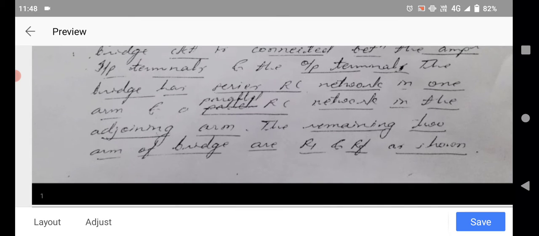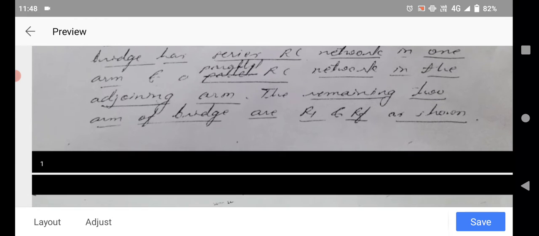The bridge has a series RC network in one arm and a parallel RC network in the adjoining arm. Series means the resistor and capacitor are connected in series. This is the series RC network, and the second network is the parallel network, where the resistor and capacitor are connected in parallel. This circuit is called a parallel RC network.